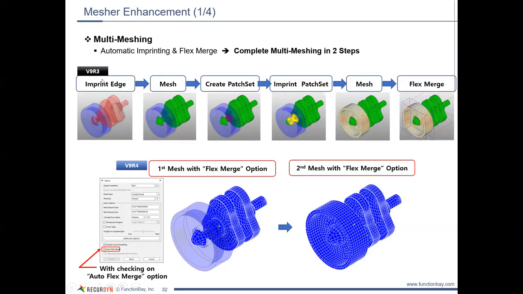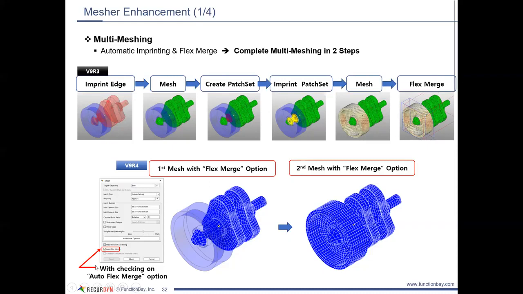So with V9R3, you had to imprint an edge, look at it, identify common edges between the bodies. Then you would do some surface meshing, and then create a patch set, imprint the patch set, and then do the meshing of the second body, and then do the merge.